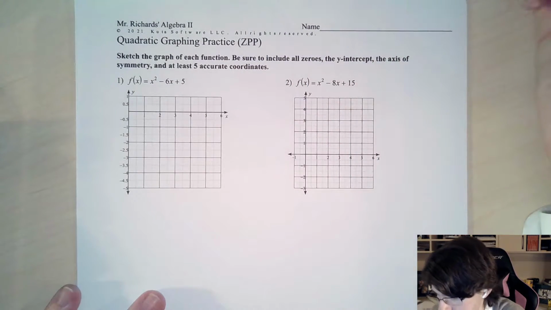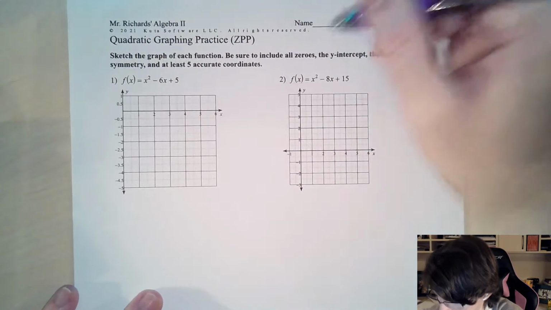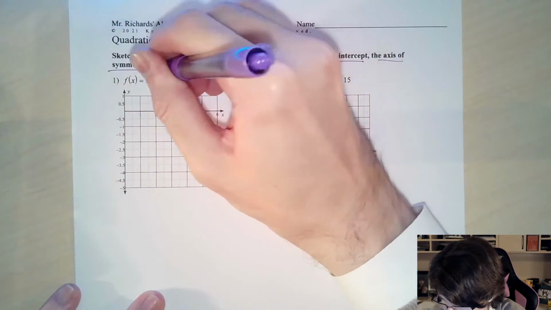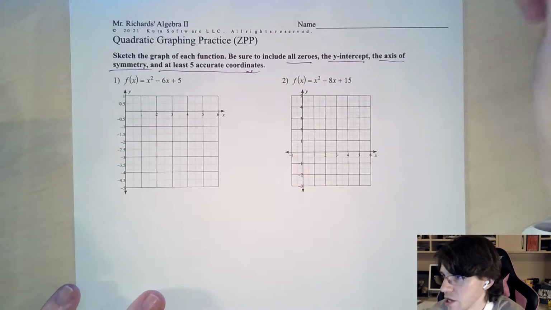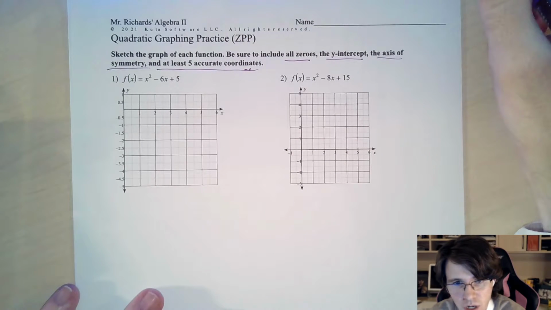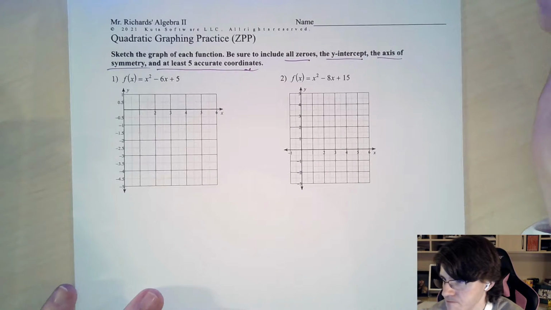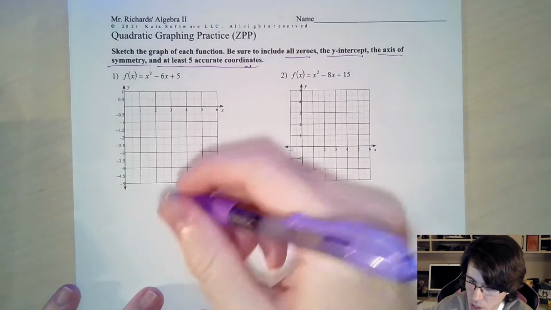So we are trying to graph it, and this is a lot of stuff that we have to figure out. We need to figure out all the zeros, the y-intercept, the axis of symmetry, and at least 5 accurate coordinates. So there's a lot of stuff that we got to do on these questions to make sure that we have every single part of them done. We're trying to graph these as neatly as possible. Let's get it done. So step one, I gave you in the notes there.